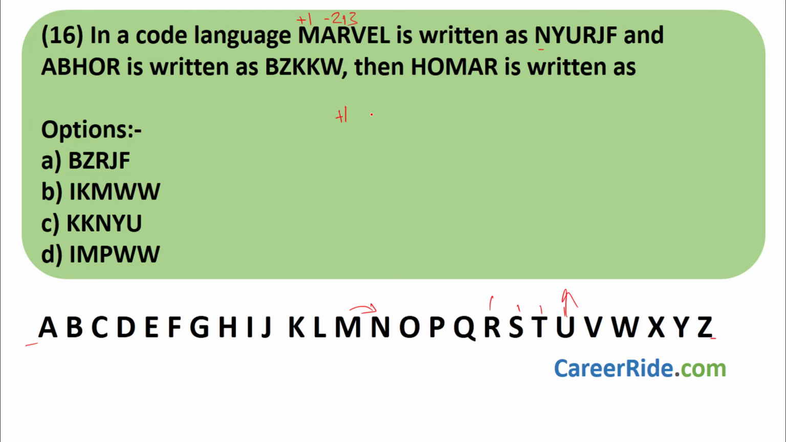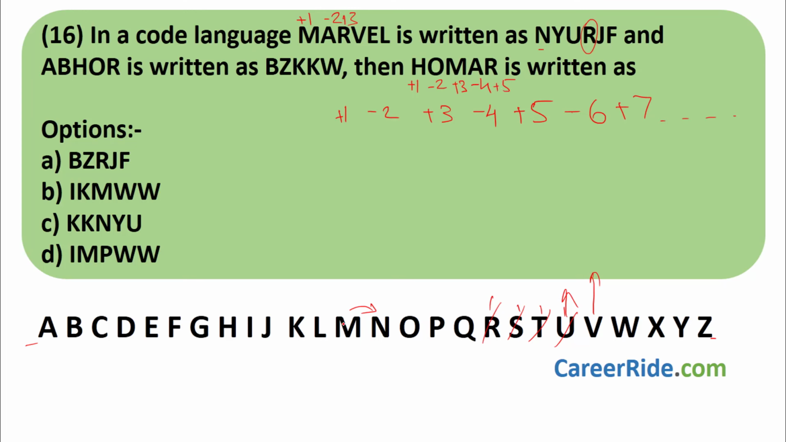So we can see it's like plus 1, minus 2, plus 3. So this has to be minus 4. Plus minus is alternate. 1, 2, 3, 4. So minus 4. V minus 4. What is V? 1, 2, 3, 4. Minus 4. R should come. So here you get R. So we have found the pattern. This will be plus 5 minus 6 plus 7. This will be the pattern. Let's write HOMAR. HOMAR will be plus 1 minus 2 plus 3 minus 4 plus 5.